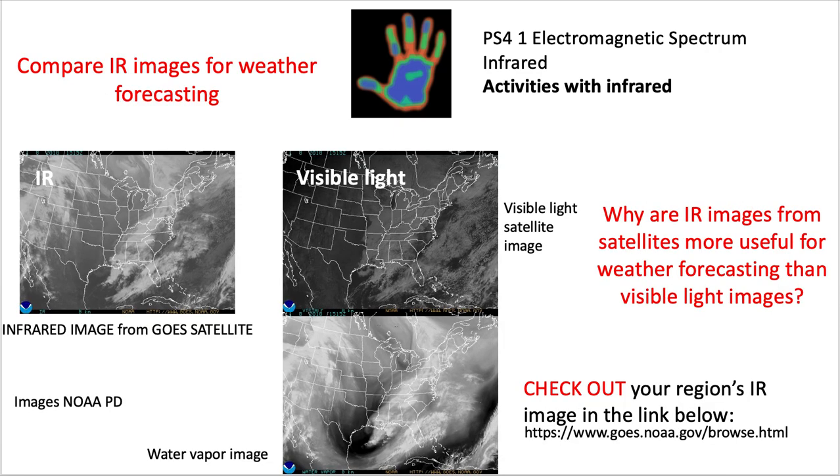And to compare infrared images for weather forecasting. And this is from the GOES satellite, Geostationary Operational Environmental Satellite. And for the IR image here, why is that one perhaps more useful, looking at clouds that are there for weather forecasting? And the bottom right there, check out your region's IR image at the NOAA link that's given.